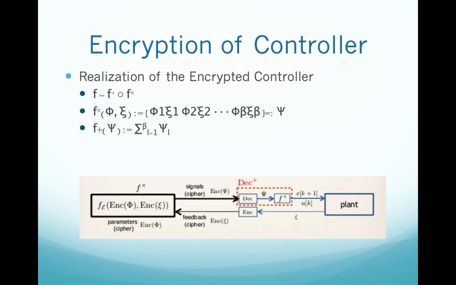And you can see in the diagram at the bottom that f of x is now our controller. That's where we're going to do the multiplication, for F epsilon, encryption phi, and encryption xi. And then we're going to send those signals with the encryption that we did using psi. We send that to the plant, and then the plant is going to process the message, do its encryption, and send its feedback through the feedback cipher using the encryption xi back to the parameters.